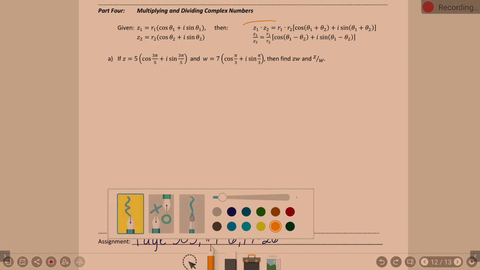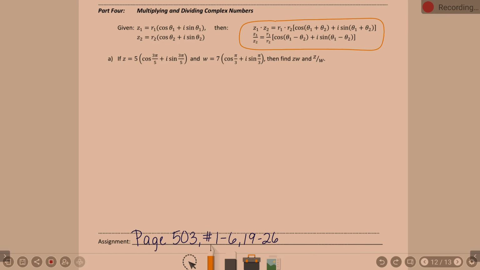In order to multiply z1 and z2, out front you're going to multiply r1 and r2. And then where theta goes, you're going to add theta 1 and theta 2 in both cosine and sine. In order to divide z1 and z2, out front you're going to divide r1 and r2. And then in your trig functions where the theta goes, instead of adding, we're going to subtract.